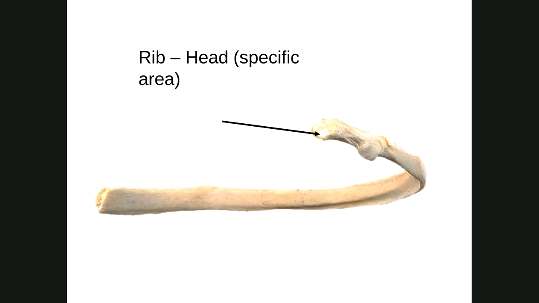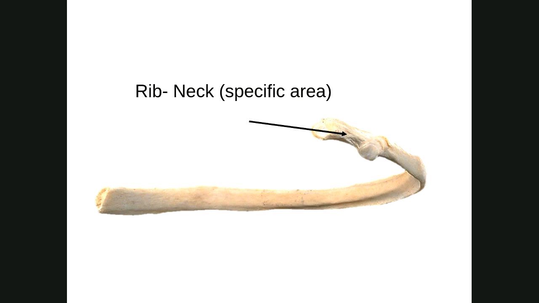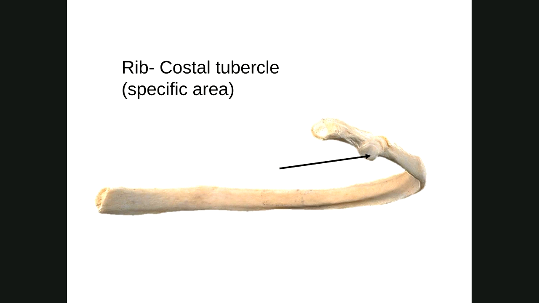All right. Now, specifically, that specific area, this right here, that's the rib head. Okay. Then when the rib starts to narrow down, that's the neck. All right, and then you get another bump on the rib, and that's the rib or the costal tubercle.